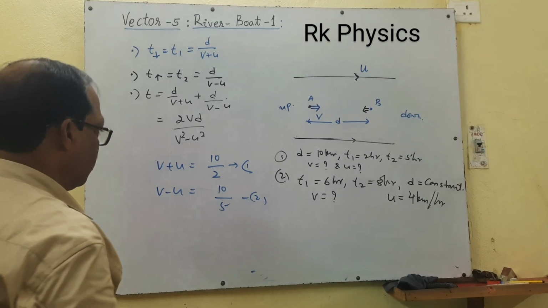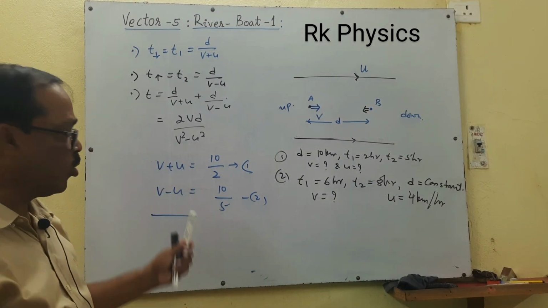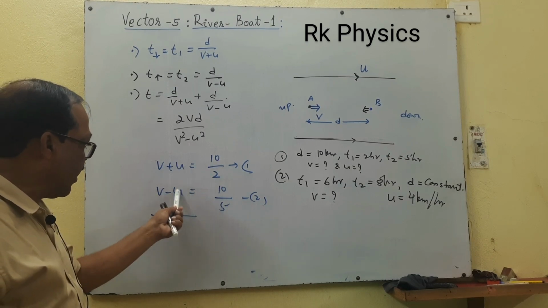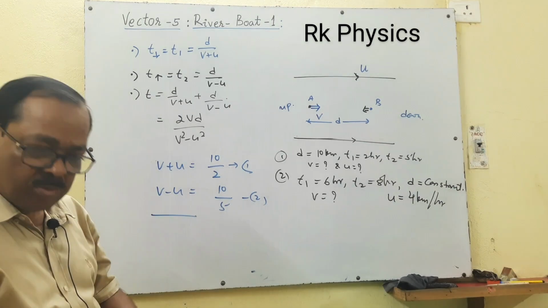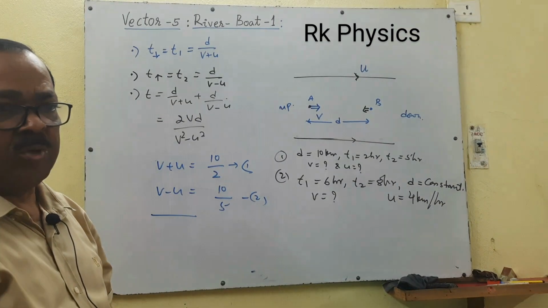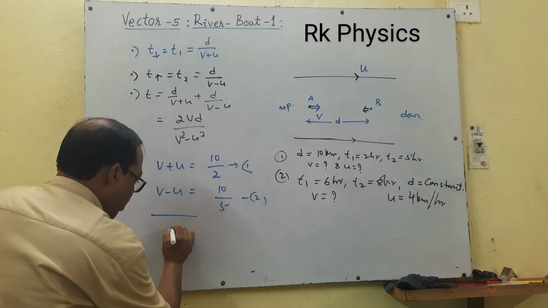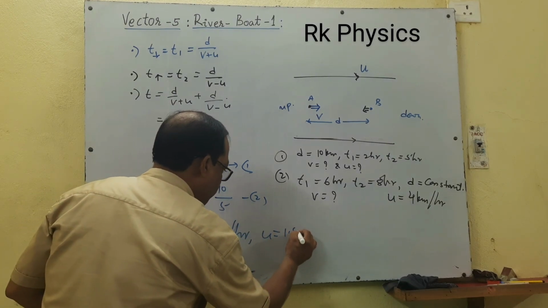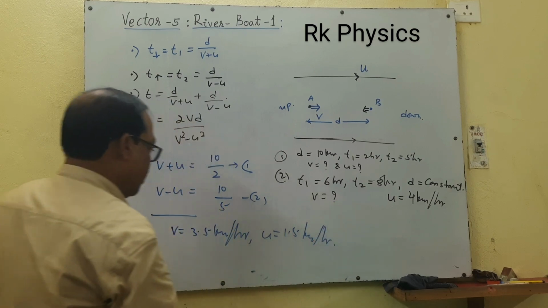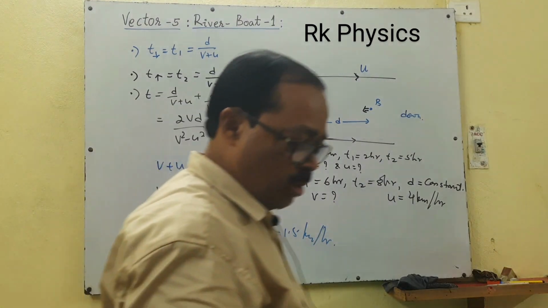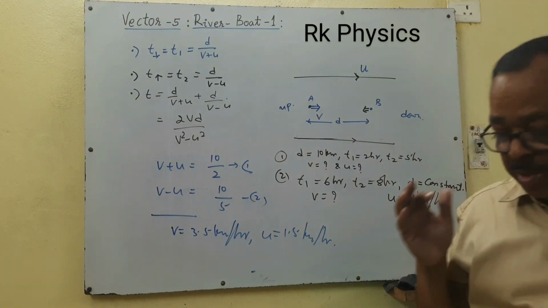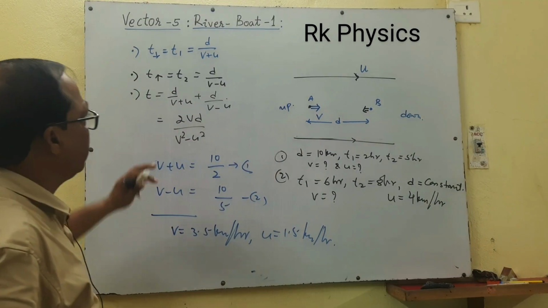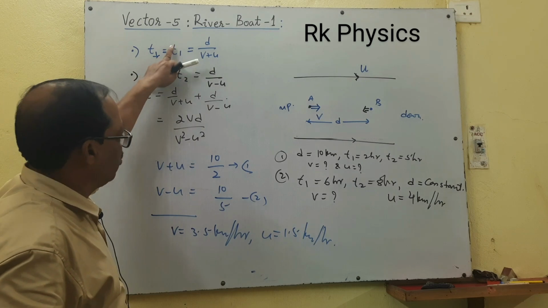Now if you add these two, you will get 2v equals 5 plus 2, which is 7. When you add, u cancels, so you find the value of v. Then if you subtract, v cancels, and you find the value of u. After solving, you will get v equal to 3.5 kilometers per hour and u equal to 1.5 kilometers per hour. So these are the values. This is your first formula. Now imagine I am taking v plus u to the left directly.